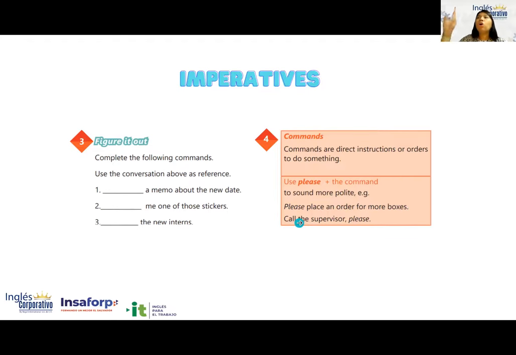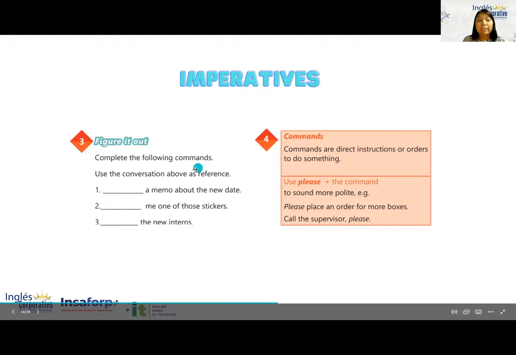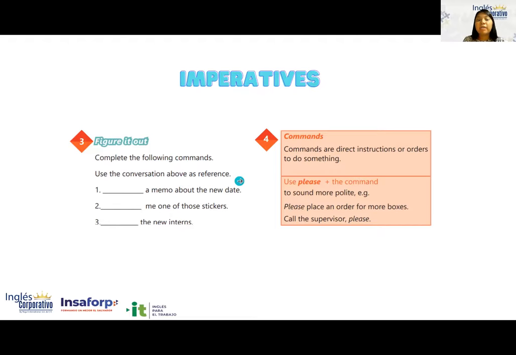Mire este. Call the supervisor. Si yo solo le digo, call the supervisor, se escucha muy pesado. Pero si yo le digo, call the supervisor, please. Por favor. Ok? So, which one sounds better? Suena mejor cuando le agregamos el please. All right? Entonces, it says, complete the following commands. Use the conversation above as reference.